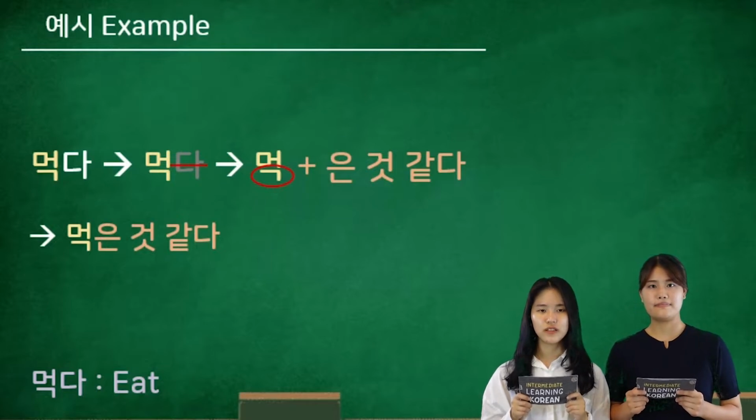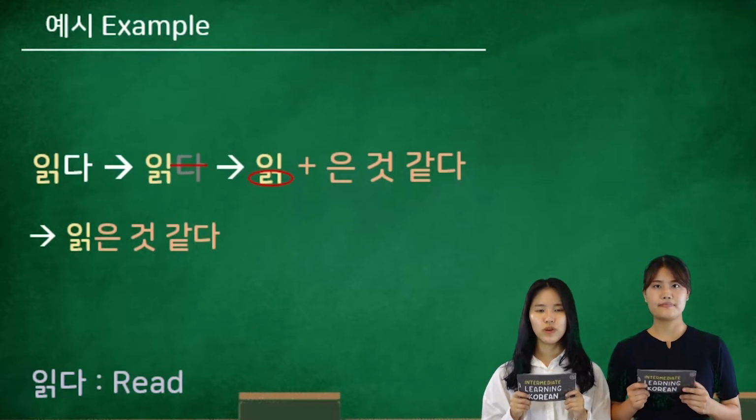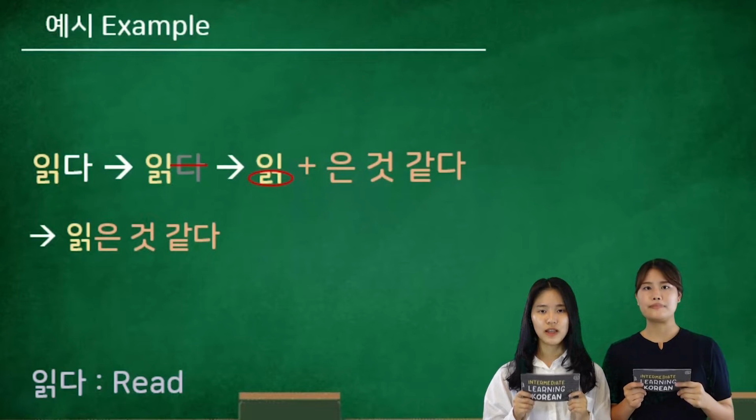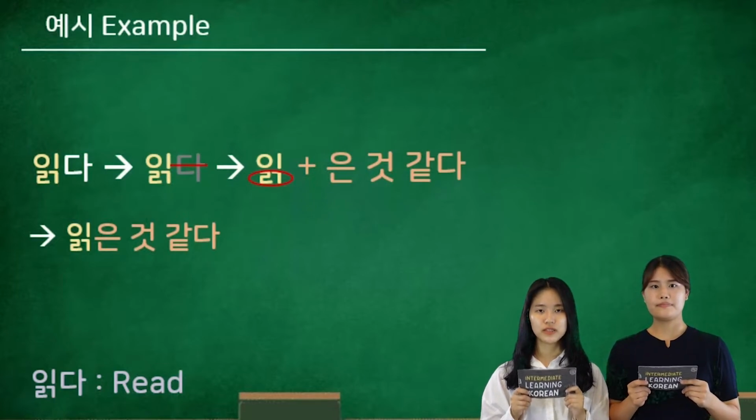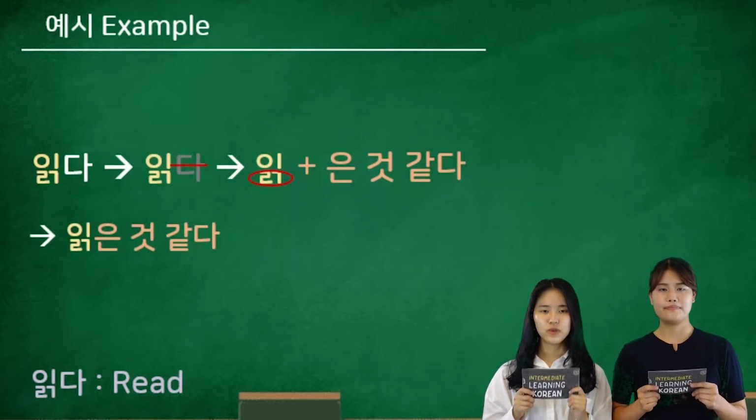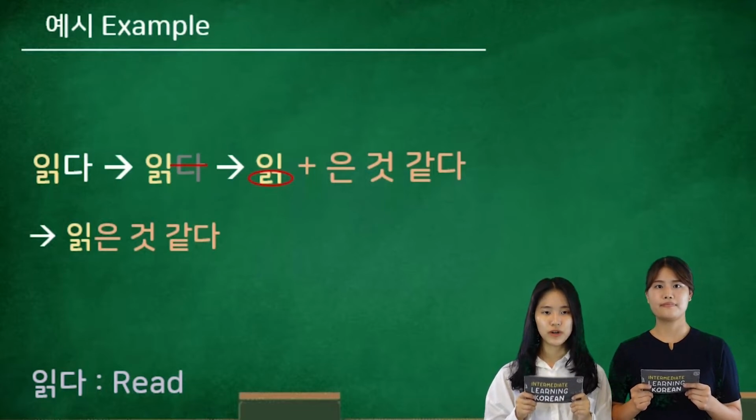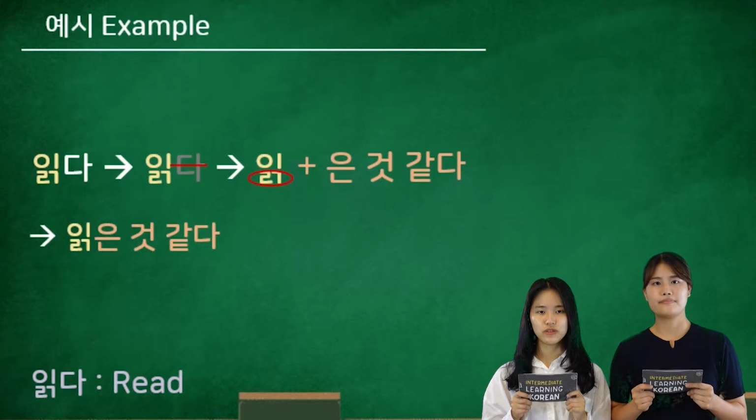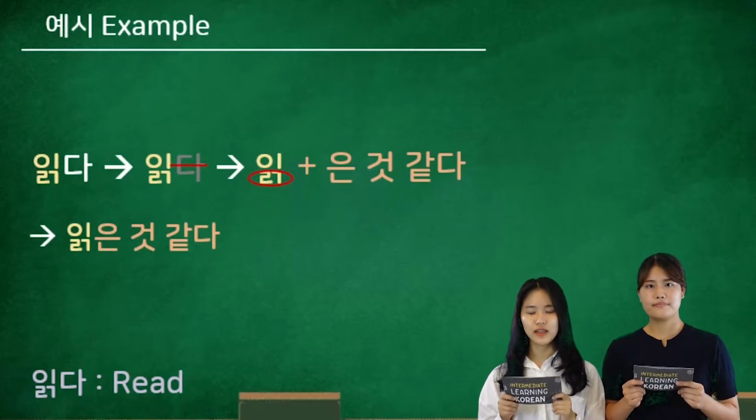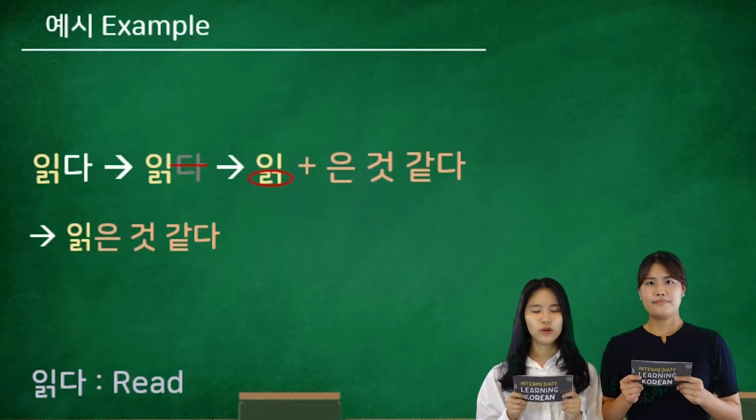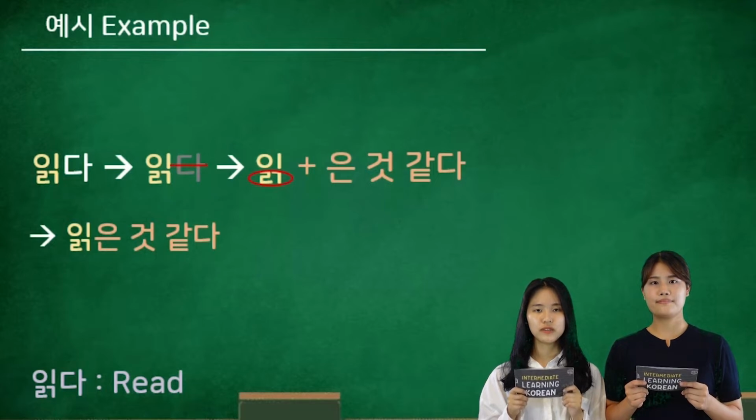Yes, let's look at another example. When we see the verb 읽다, we can first delete 다. Then we can see that there is a final consonant in the stem of the verb. Then we use 은 것 같다 after it. So it becomes 읽은 것 같다.